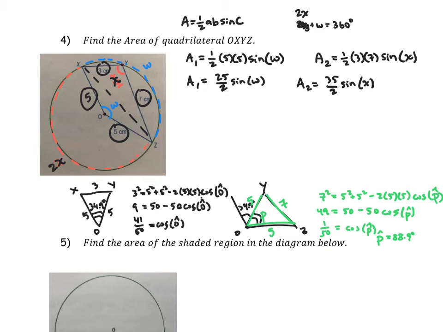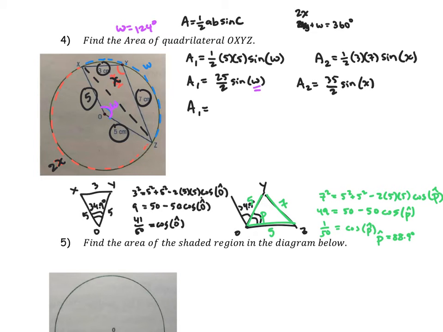Which gives me 124 degrees. Okay, so angle W, I'm going to put it up here in purple. Let's go with purple, yeah. Angle W is the sum of those two angles, which is 124 degrees. So I'm going to utilize that right here.